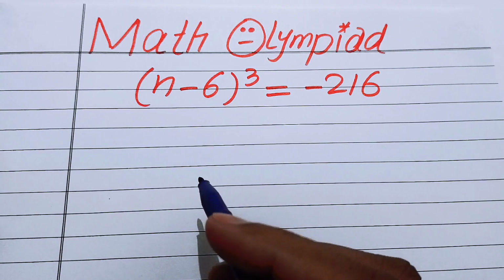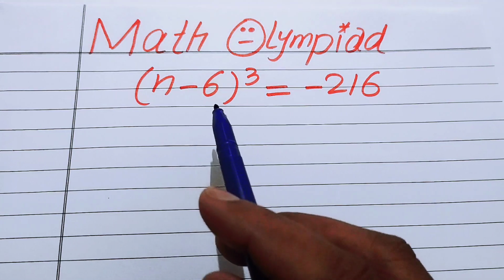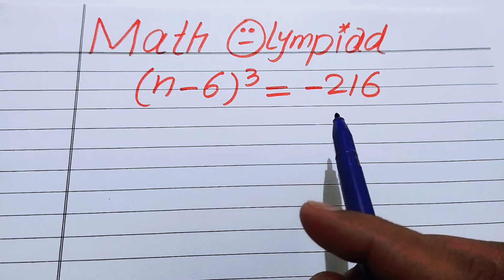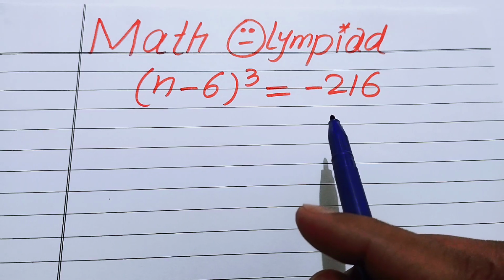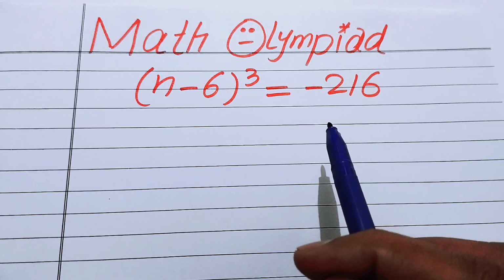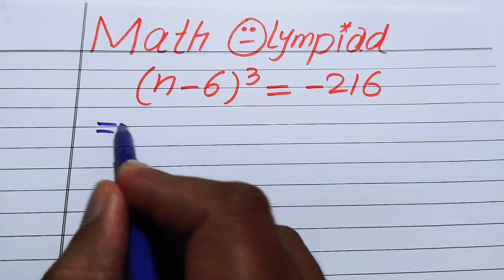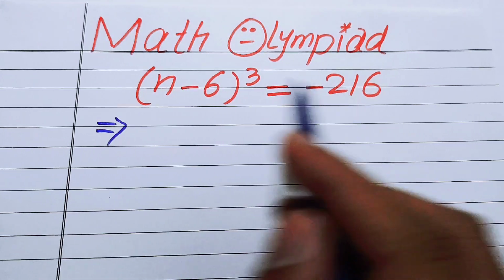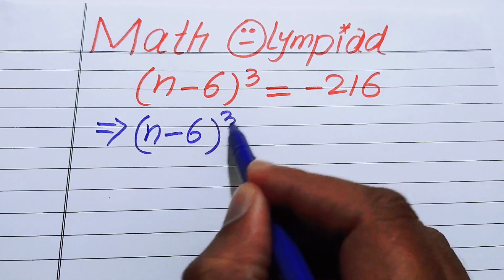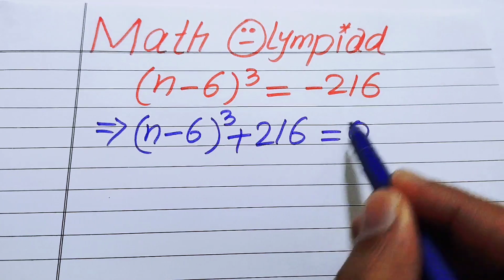In this video we are going to solve this nice algebra problem, and here we have (n minus 6) whole cubed equals minus 216, and we will solve this problem for the values of n. So now we can find all the roots of this problem. The very first thing we are going to do is move this minus 216 to the left hand side, and we write (n minus 6) whole cubed plus 216 equals 0.